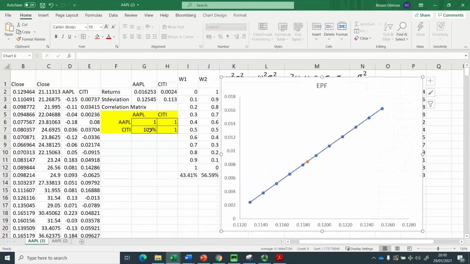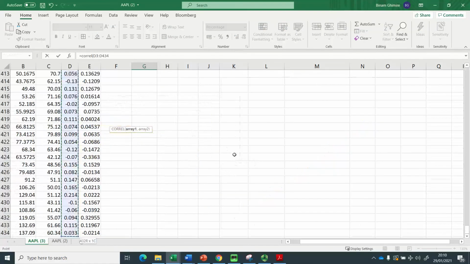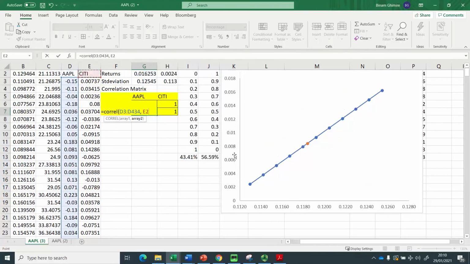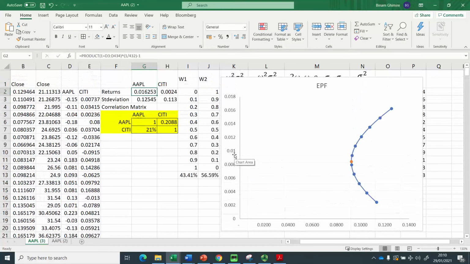Now let's go back to the original correlation level, which was 20.88, and that's something we can see here. Again, I just need to put the two arrays and I get that. So now instead of increasing the correlation, let's start to decrease. Let's say make it 0.5.